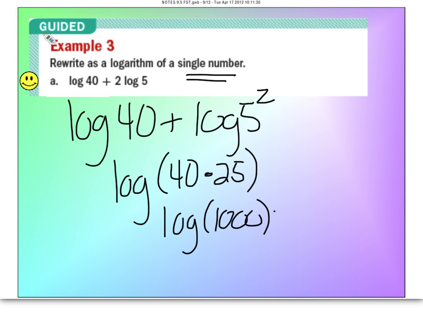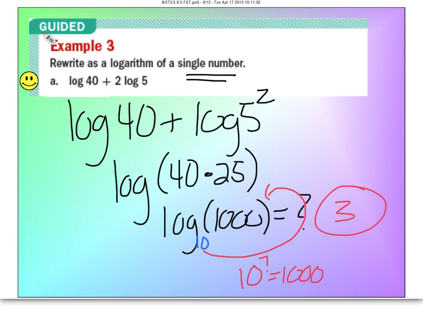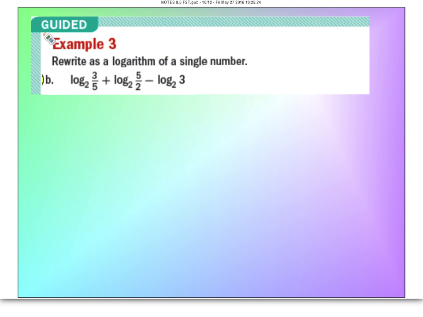So then the question is, what does this equal? If you want to, you can put the base 10 there to help you see it better, and then rewrite this as an exponent. 10 to some power is 1,000. What is that answer? It's going to be 3. So this statement here is actually the number 3. Take a look at this one.